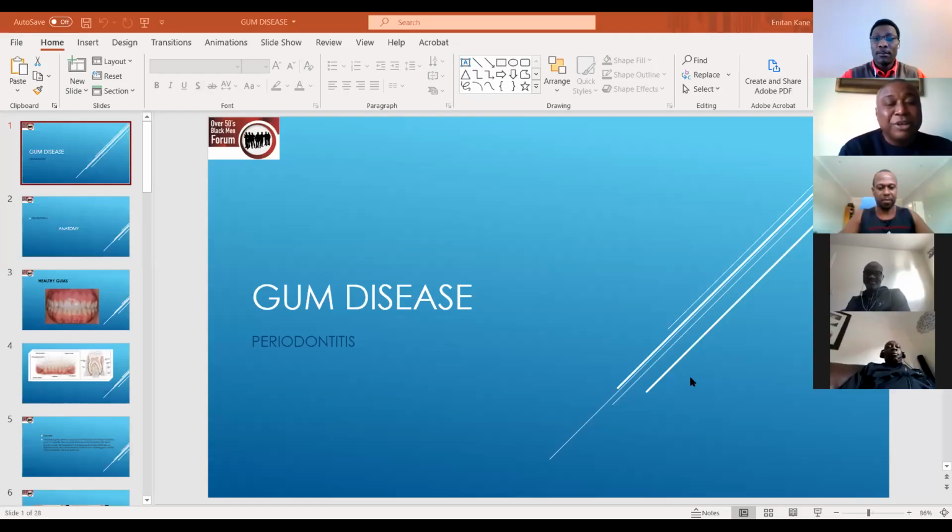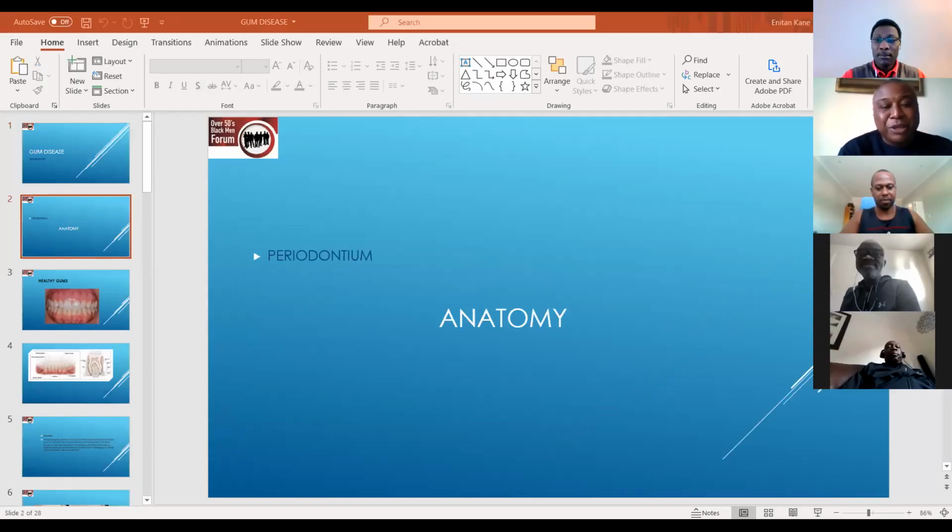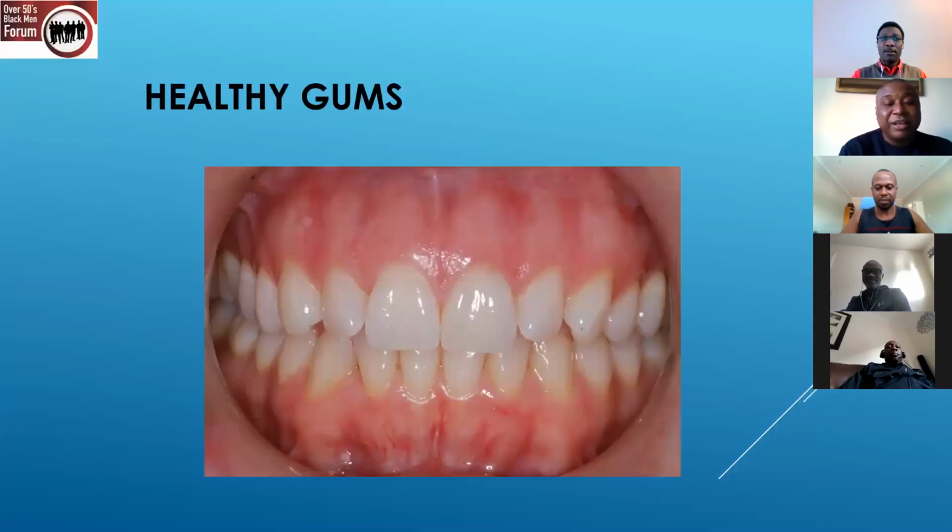Next slide, please. Let's go briefly into the anatomy of the gums itself. Next slide, please. And the next slide shows you the anatomy of what healthy gum looks like. You've got the gums going in between the teeth, the interdental spaces, and it's nice and pink and not bleeding. Next slide, please.